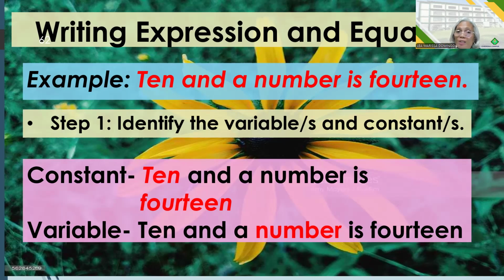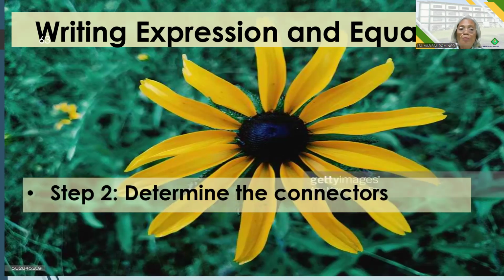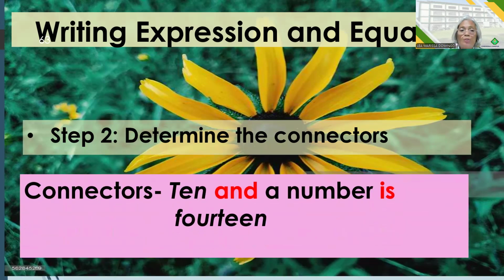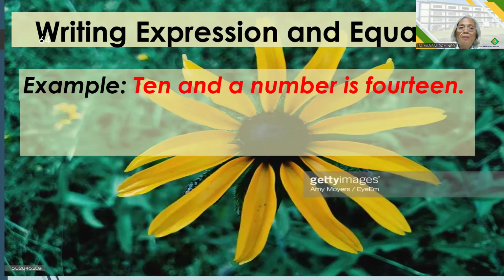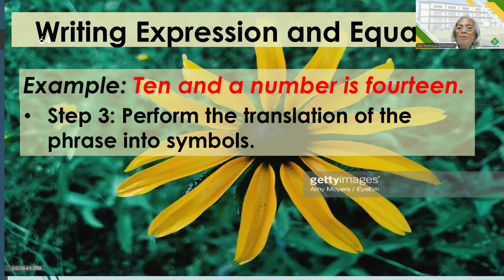Ulit. Dun sa example na 10 and a number is 14, ang mga constants ay yung 10 at 14. Yung variable naman, yung word na number. Kulay red dyan sa screen, no? So, we determine the connectors. Ano yung connectors? Yung "and" at saka yung "is". So, 10 and a number is 14.